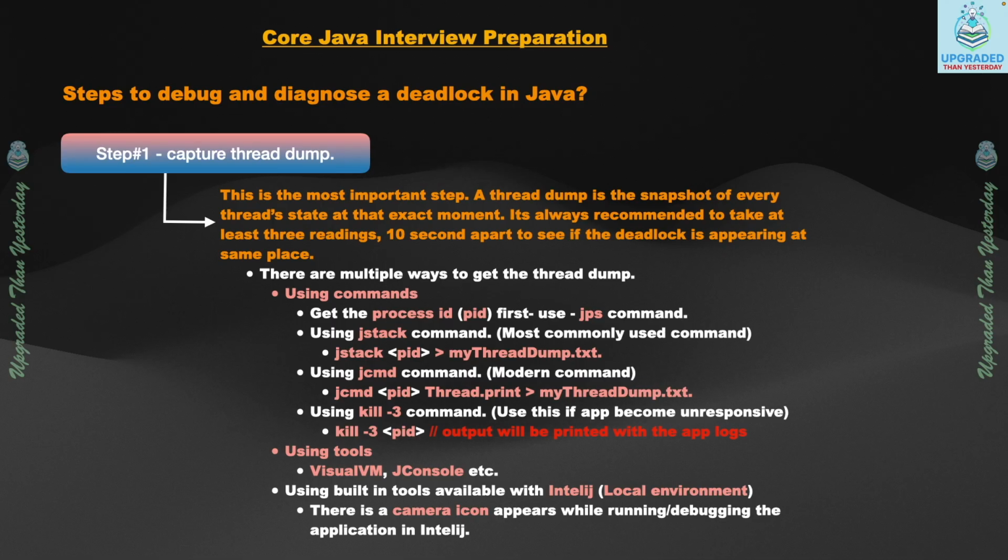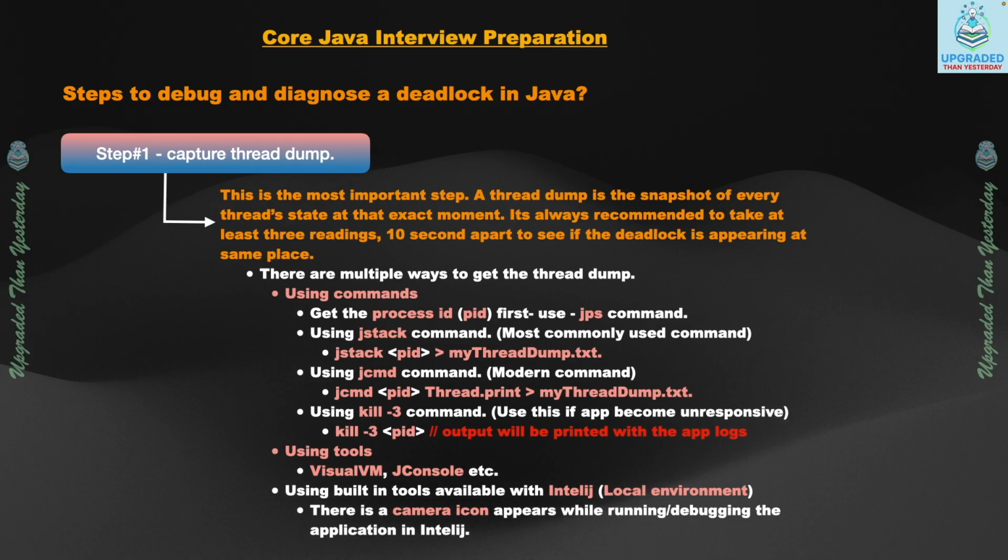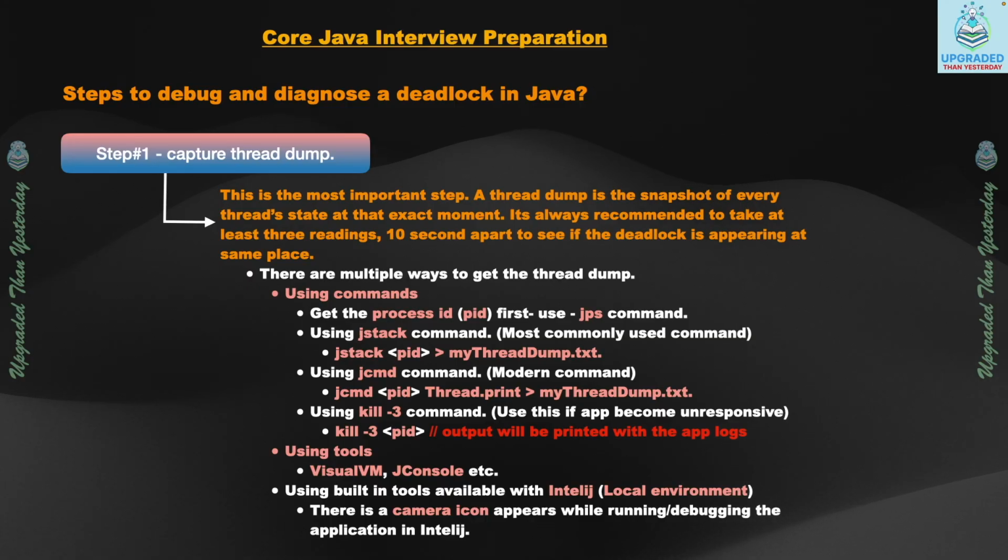The third command is the kill -3 command. If the application becomes unresponsive and the jstack or jcmd commands are not working, then use this command. This will print the complete thread dump in the application log. The syntax is kill -3 then the Java process id.